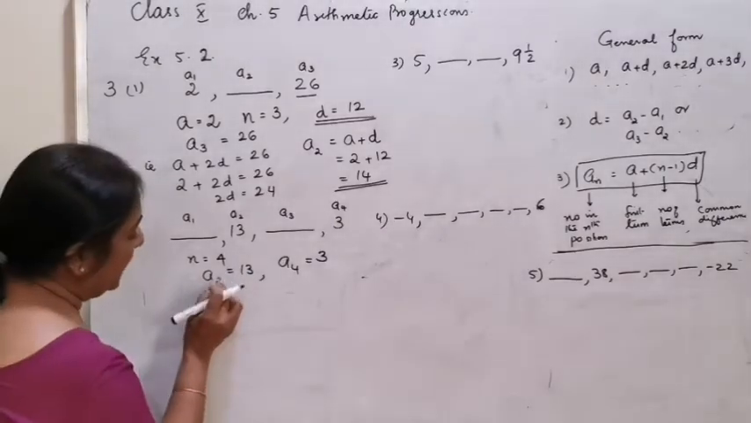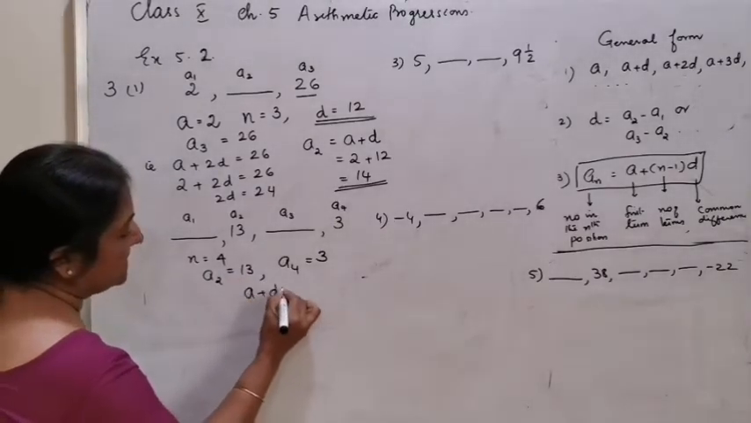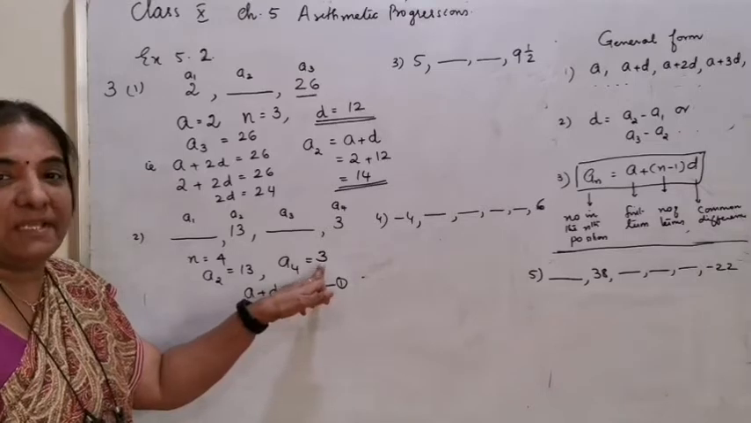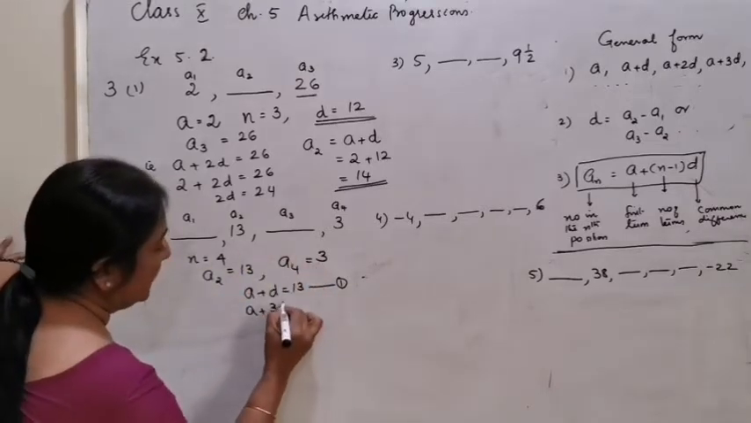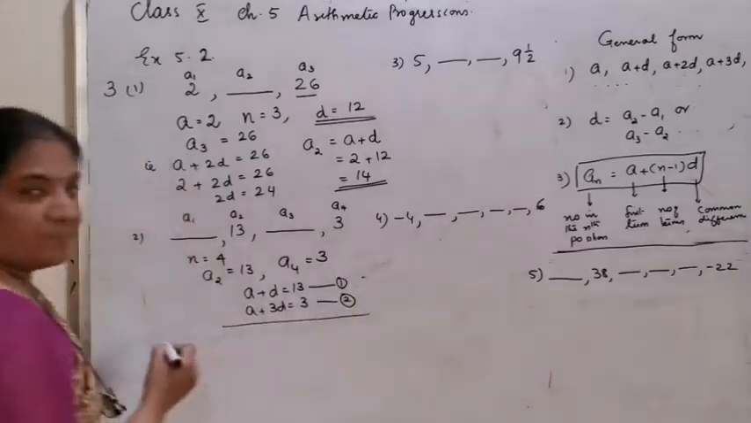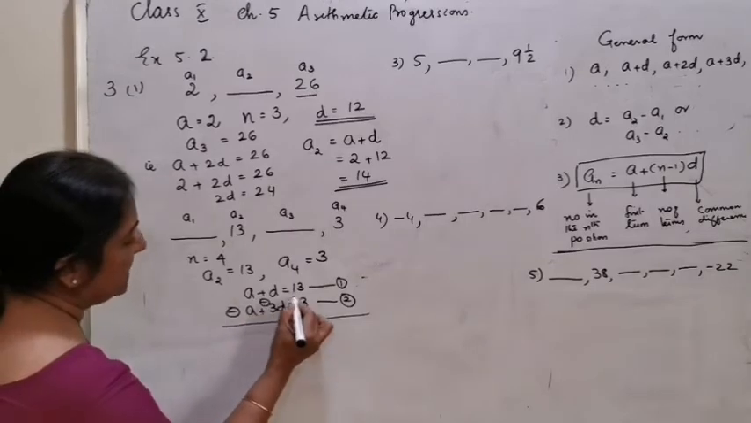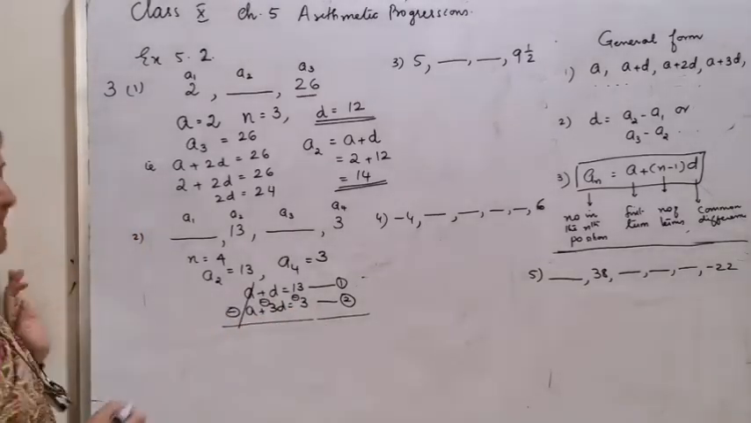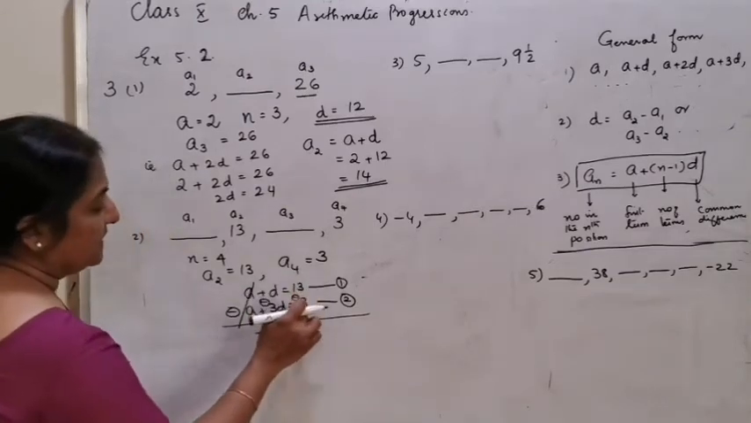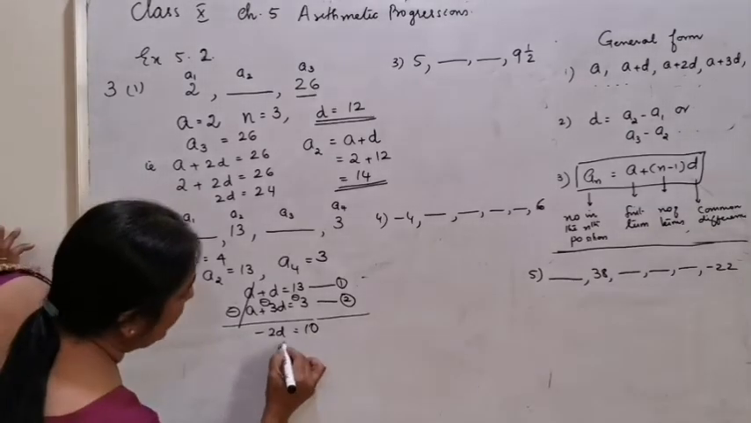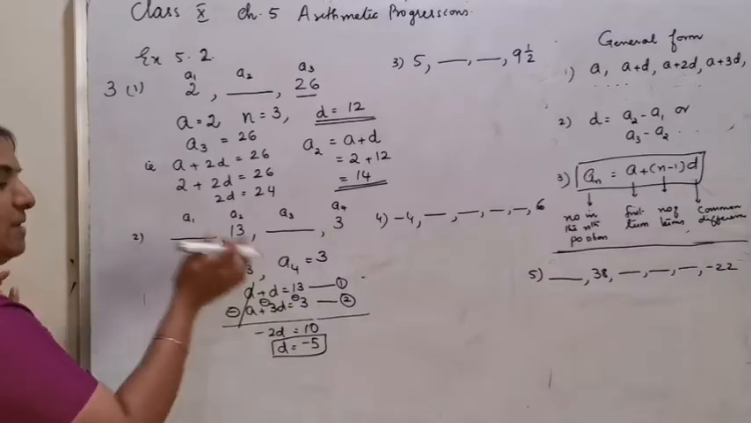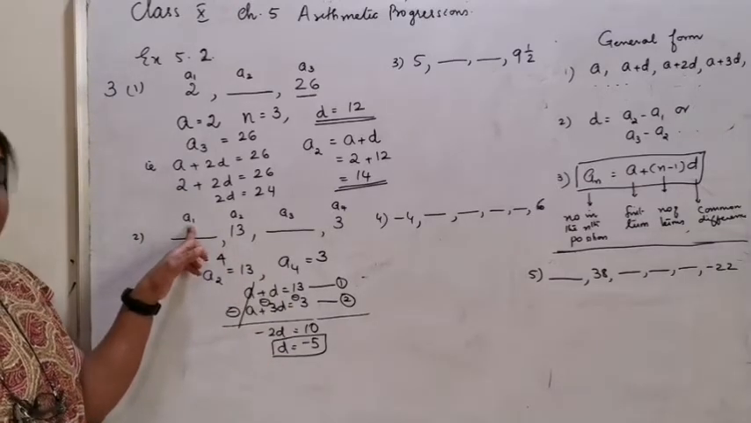See how it is done? A2 is equal to 13 means A plus D is equal to 13, equation number 1. A4 is equal to 3 means A plus 3D is equal to 3, equation number 2. How to solve it? You just subtract the equations every time so that A gets cancelled. What is D minus 3D? Minus 2D. What is 13 minus 3? 10. So the value of D is minus 5. If you substitute in any one equation, you will get the value of A also.